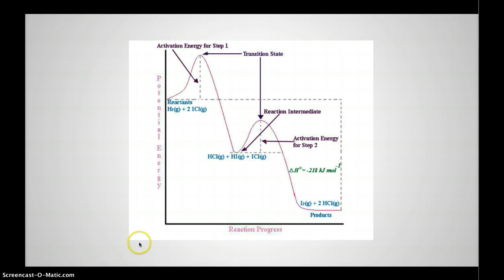This graph shows a 2-step mechanism. The activation energy for the first step is right here, and the activation energy for the second step is right here. You can see that the first step has a higher activation energy than the second one. This means that it is the slow step and the rate determining step. The transition states are labeled, and that is where the reactants break apart and form products.